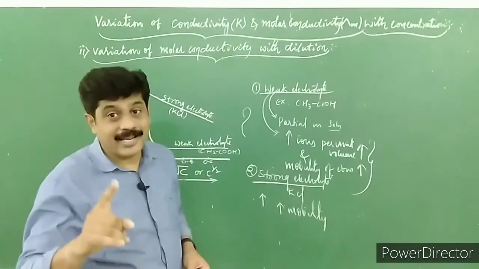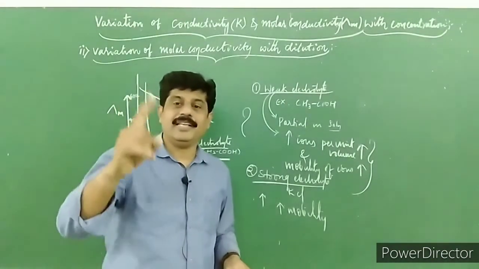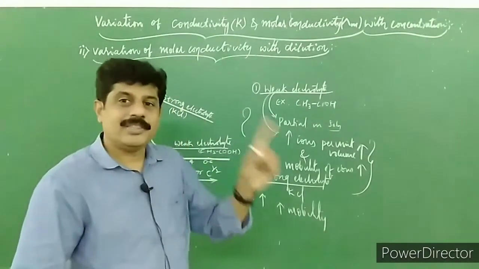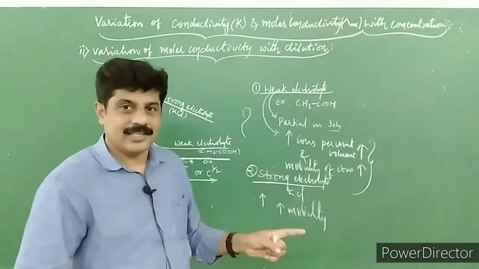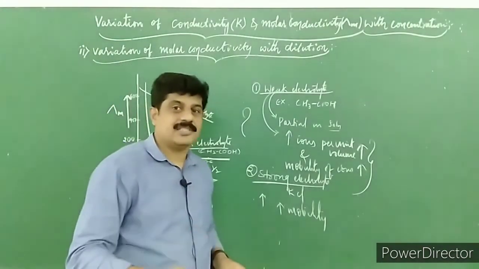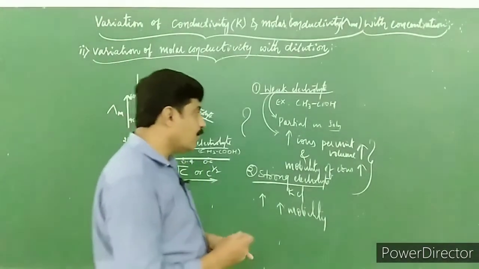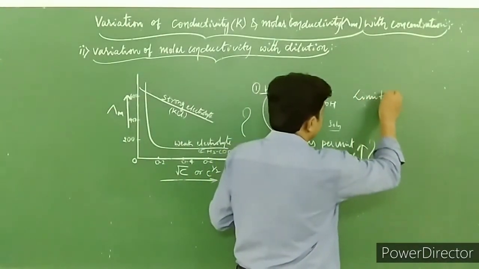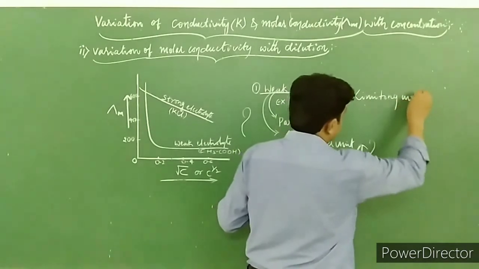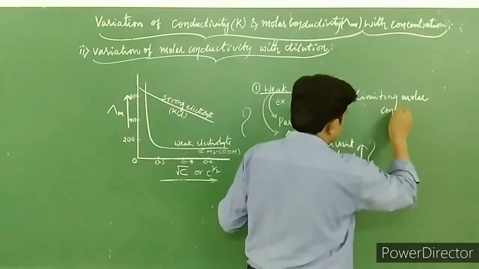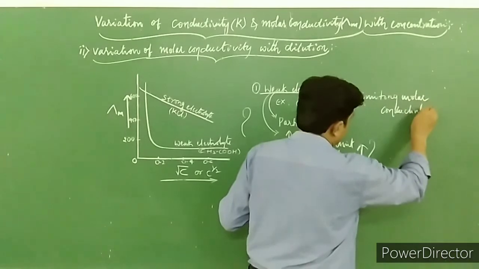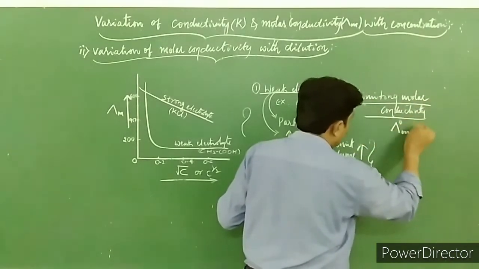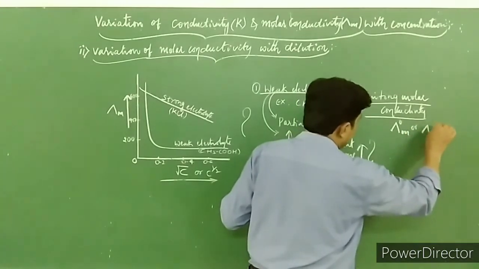Hope you understand both the variation of conductivity and molar conductivity with the dilution. Children, at this point of juncture, let me introduce one more term called limiting molar conductivity, which is denoted by lambda m naught or lambda m infinity.